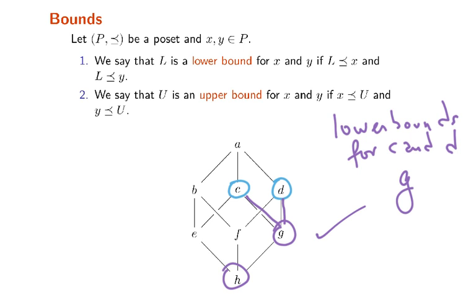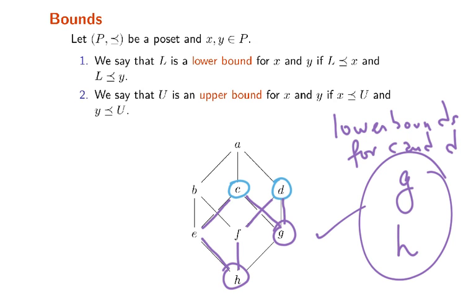Well, the question is, is H less or equal than C? Well, it is, right? So this will be the path. So remember the transitive property here. So H is less or equal than C. Is it less or equal than D? Well, it is also less or equal than D. So H is a lower bound too. So we have that these two are lower bounds for C and D.